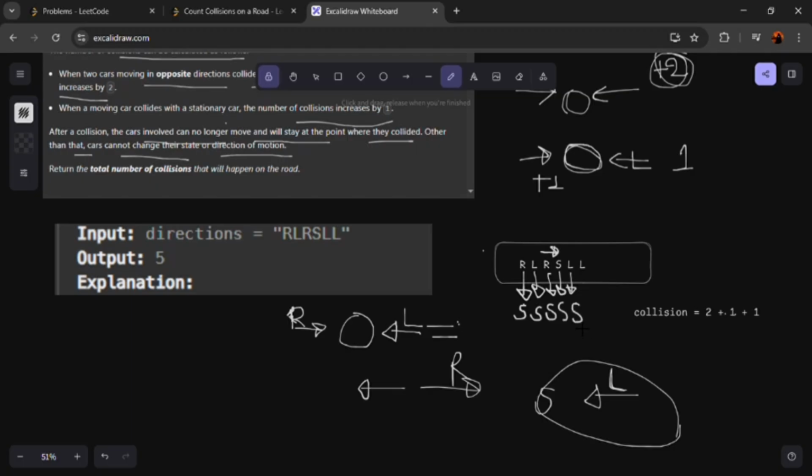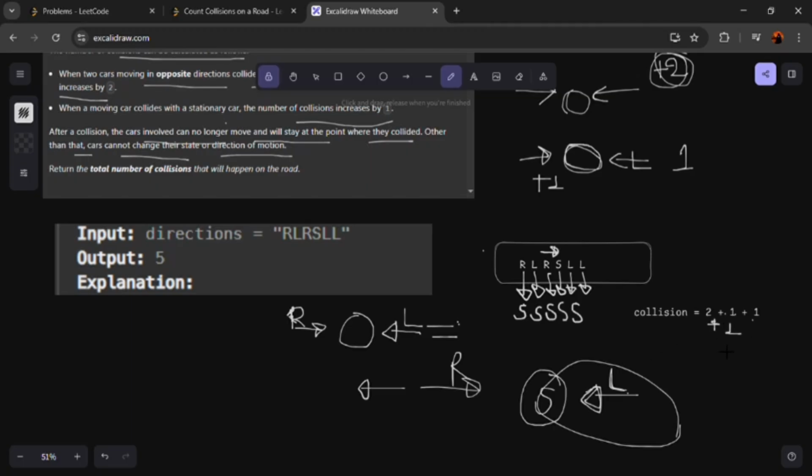So this car also stays, and now this car cannot move further. Now we'll move on to the next car. This is also a left moving car, moving in the left direction. Now it also finds that there is a stationary car. After colliding with this stationary car, it will also contribute +1 collision.